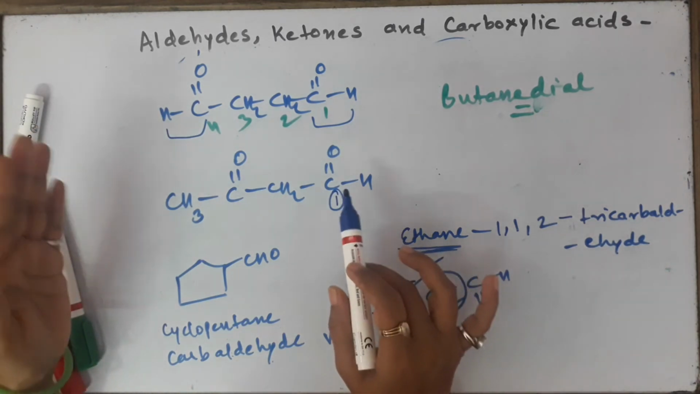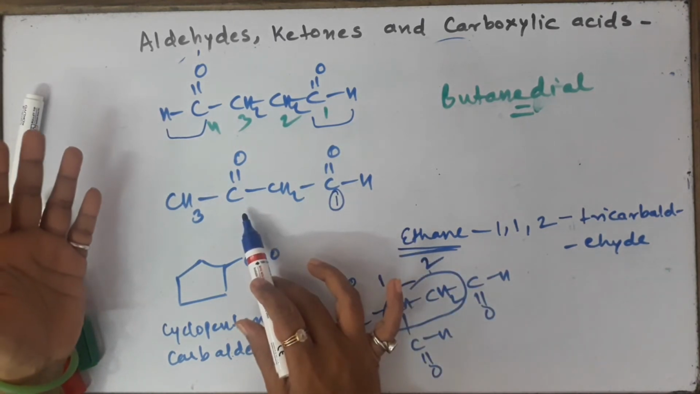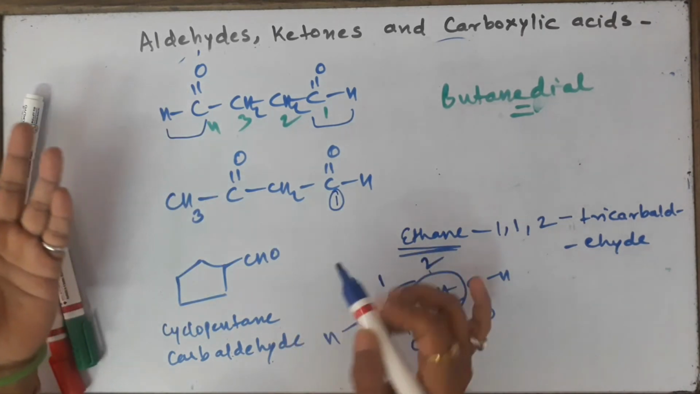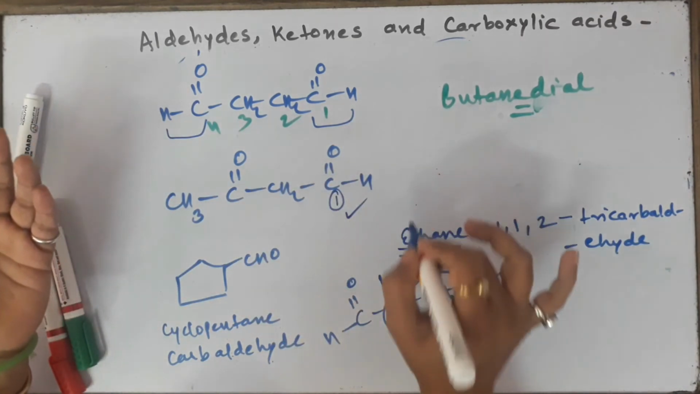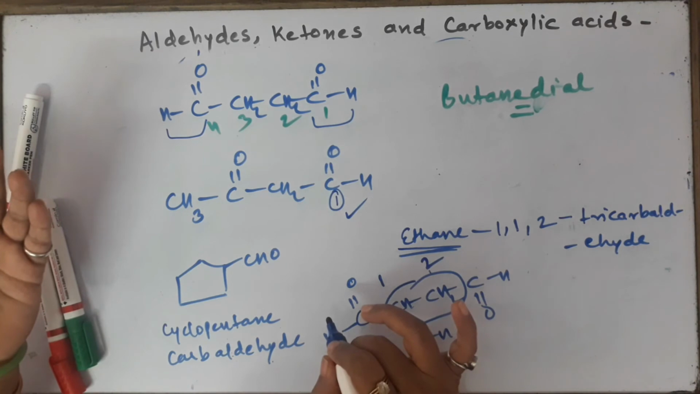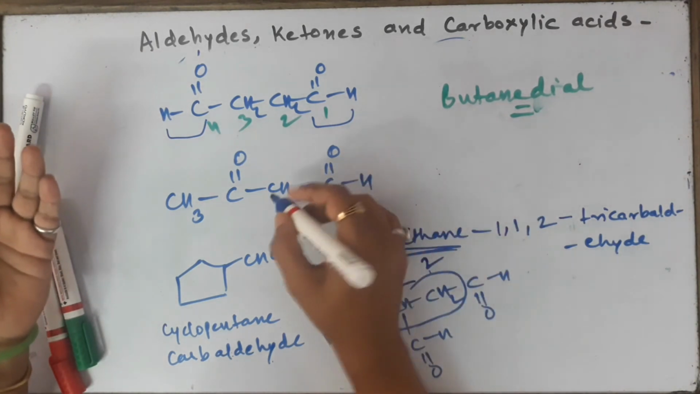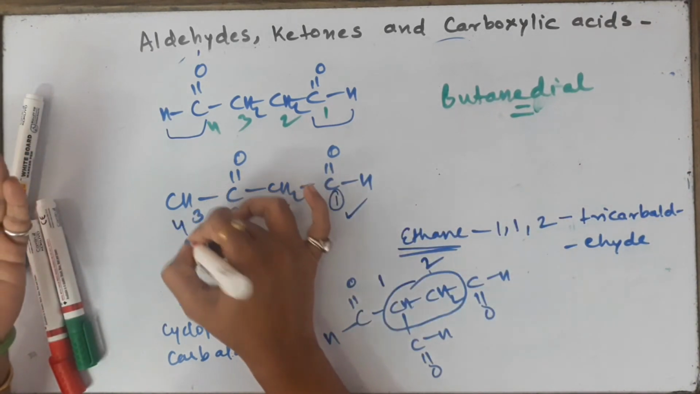So here we can see CHO is also there, C double bond O is also there. That means both aldehyde and ketone are there. So definitely the importance has to be given to the aldehyde. That's the priority group over here. So we will be calling this compound, look at this, 1, 2, 3, 4.